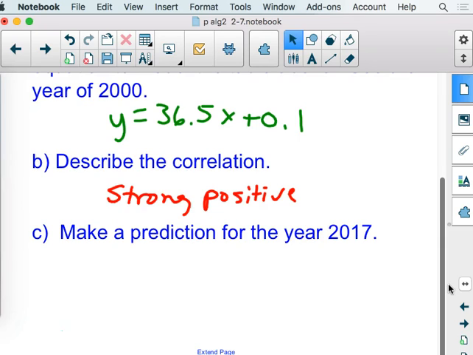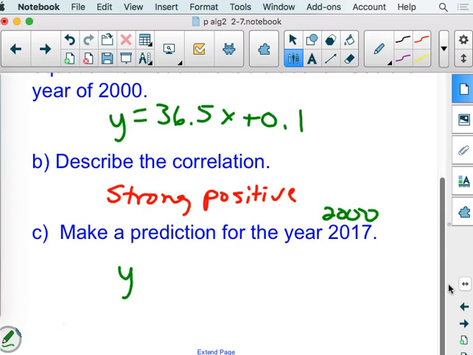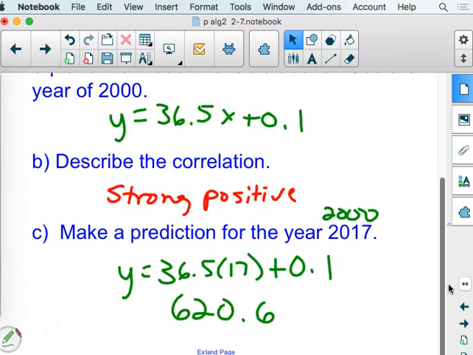17. Exactly. Because remember, we said the 0 year was 2000. So it'll be Y equals 36.5 times 17 plus 0.1. And go ahead and punch that in. It'll be a lot faster for you guys to do it. Have it already? What is it? That's what it is. So there's our prediction.